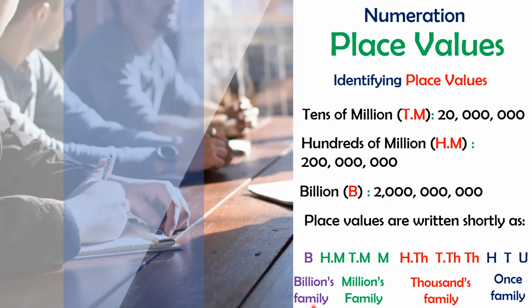That's good. I hope you really enjoyed what I just explained now. We have ones family, which is unit, tens, and hundred. Thousands family, which is thousand, that's a digit thousand, tens of thousand, and hundreds of thousand. Then after that comes millions family, where you find a digit million, tens of million, and hundreds of million. Then after that comes billions family, where you have a digit billion, tens of billion, hundreds of billion. But here we are talking about billion, a digit billion. That's good. Let's proceed.